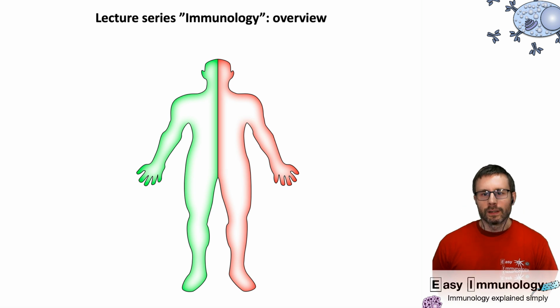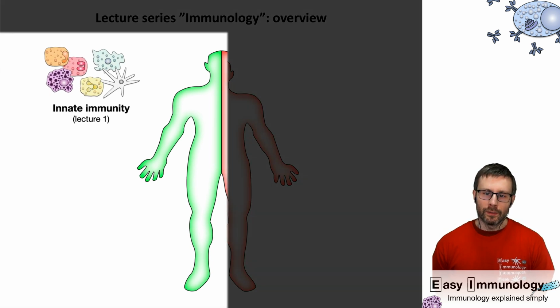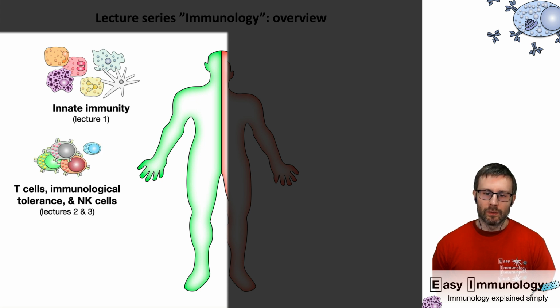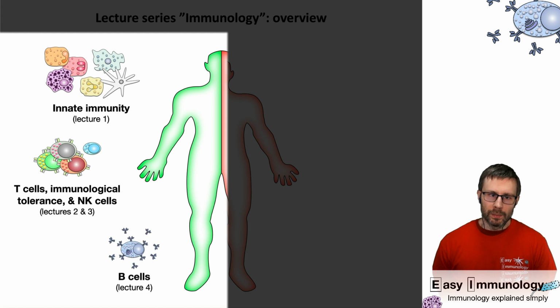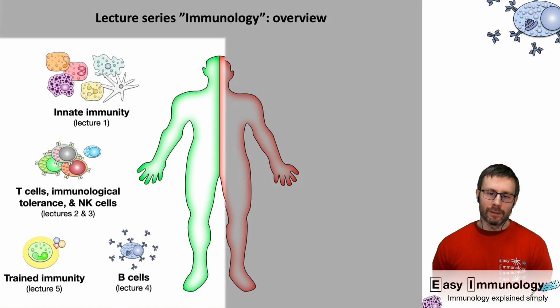We will look at the immune system as both protecting us from infections and being a cause of disease. On the health side, we will look at what it consists of, with the innate immune system in the first lecture. Then we will look at T cells, immunological tolerance, and NK cells. We will look at B cells and the antibodies, and we will close the health part by looking at a new concept in immunology called trained immunity, which is some kind of memory system that allows the innate immune system to also remember past infections.